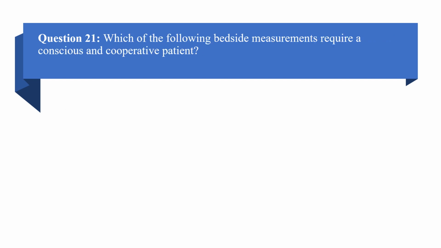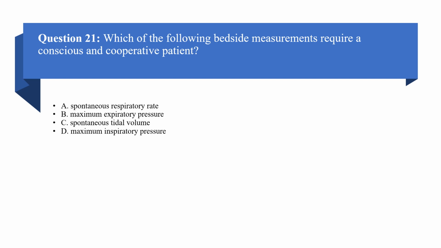Question 21. Which of the following bedside measurements require a conscious and cooperative patient? A, spontaneous respiratory rate. B, maximum expiratory pressure. C, spontaneous tidal volume. And D, maximum inspiratory pressure.